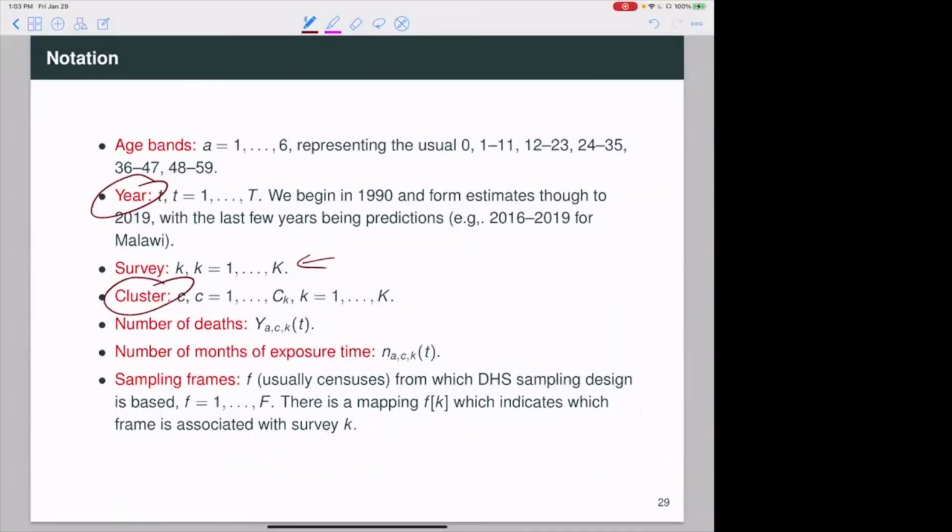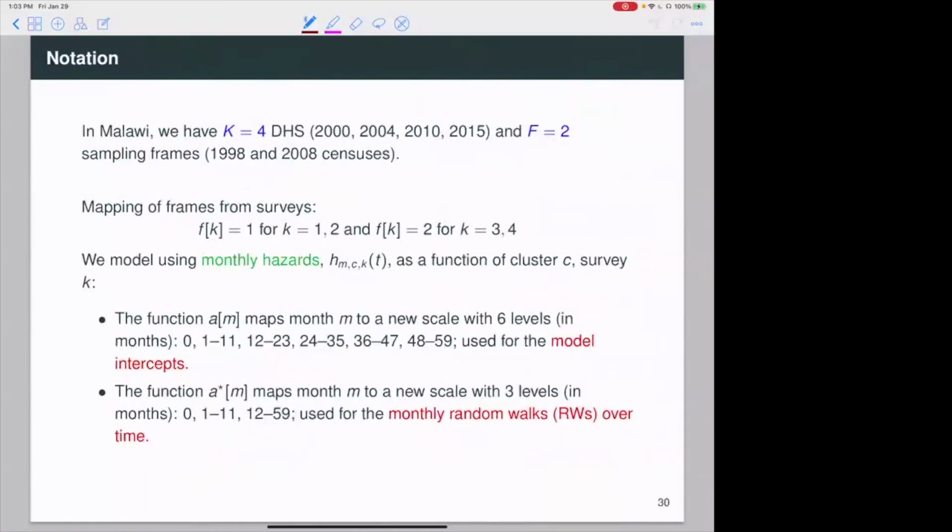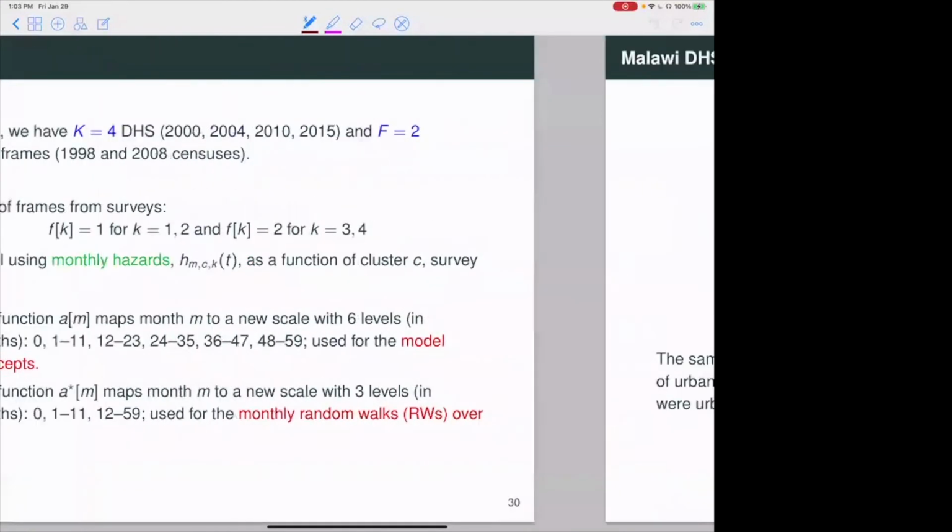Another complication is we've got different sampling frames in different surveys. So for Malawi, there were 4 surveys we used, and there are 2 different sampling frames because there were censuses in 98 and 2008. And so 2 surveys were constructed with 1 sampling frame and 2 with the other. And so we need to model the urban rural effects differently because they're defined in different ways. So this is all detail, which I'm not going to go into.